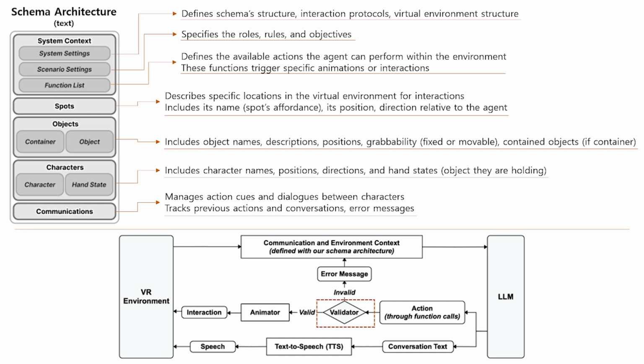For example, the left-handed grab function requires the agent's left hand to be free, the object to be movable, and within the agent's interaction range. If the action is valid, it passes to the animator, which executes the corresponding animation and iterations. If the action is invalid, an error message is stored and later included in the communication component of the schema. Additionally, the system generates conversation text, which is converted into speech using text-to-speech to simulate natural language interactions.